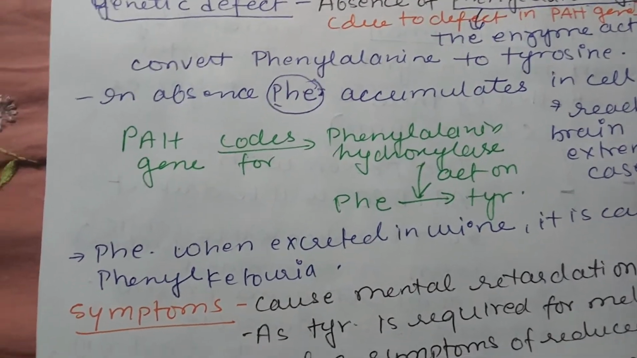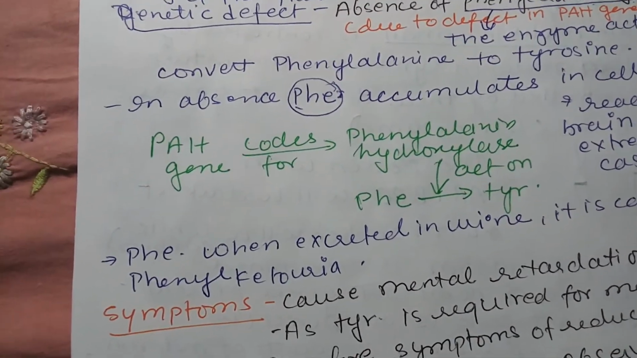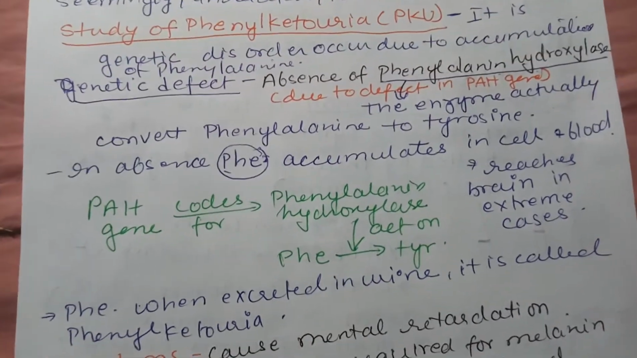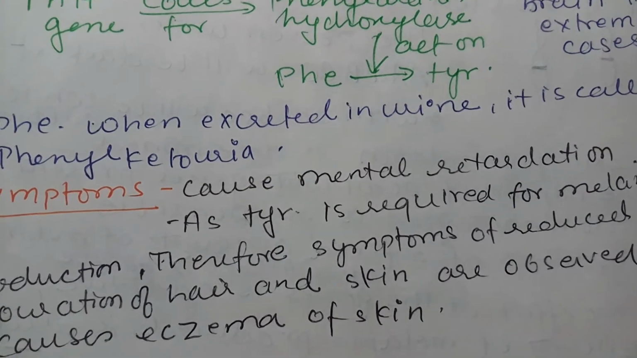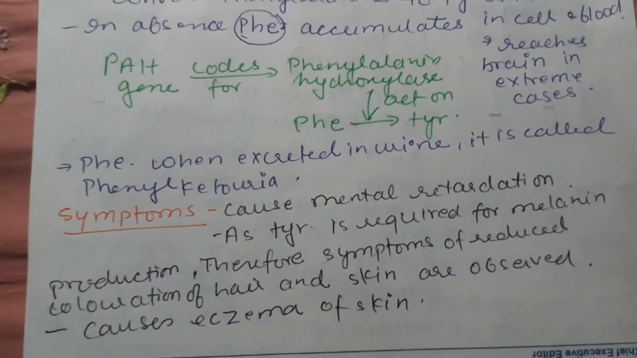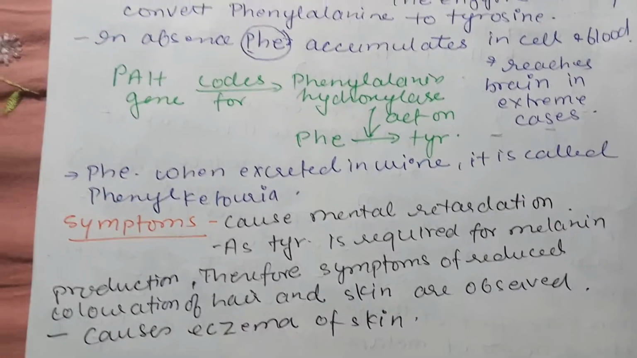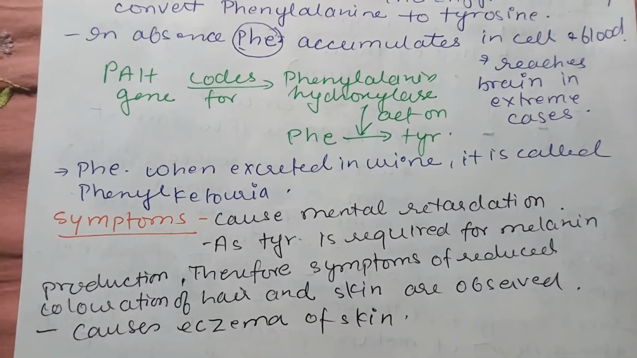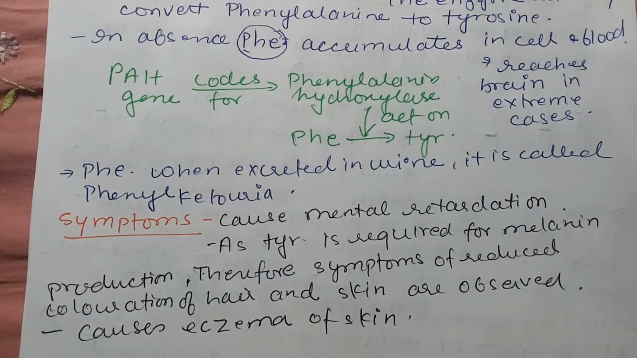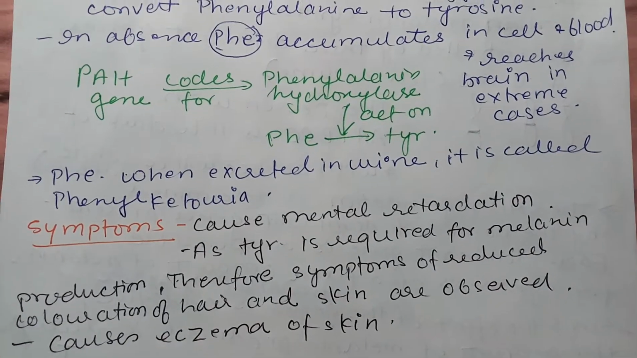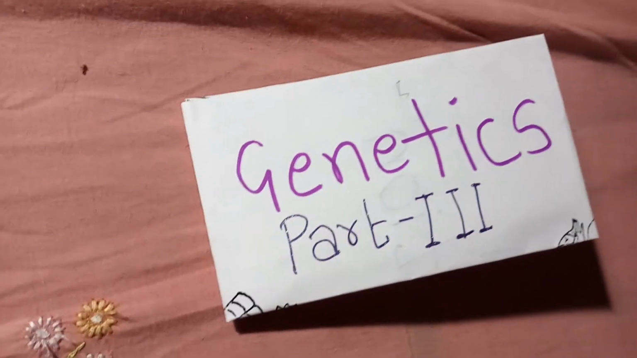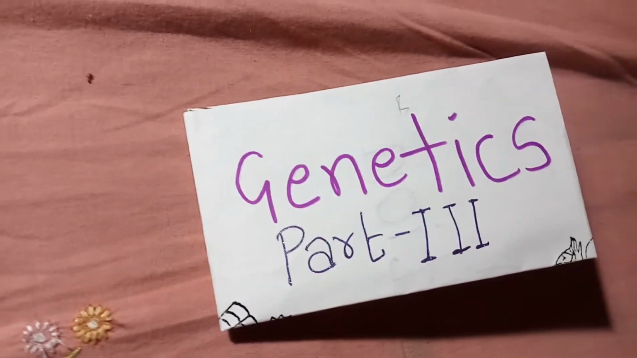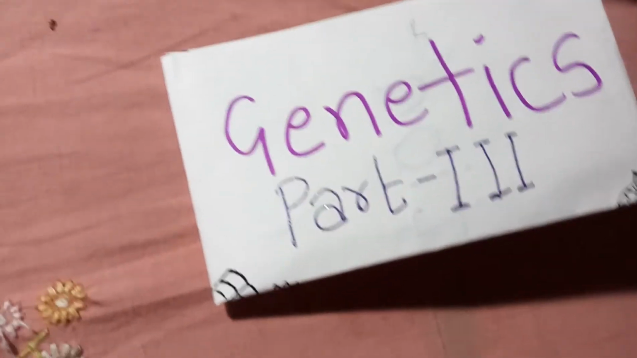If you look at a person suffering from phenylketonuria, you'll see different types of symptoms, but they are unrelated, like mental retardation because of the accumulation of phenylalanine in the brain. Then, as tyrosine is required for melanin production, symptoms of reduced coloration of hair and skin are observed, and it is also responsible for eczema of the skin. So different phenotypes. One gene is affecting different phenotypes, hence we say it is pleiotropism.